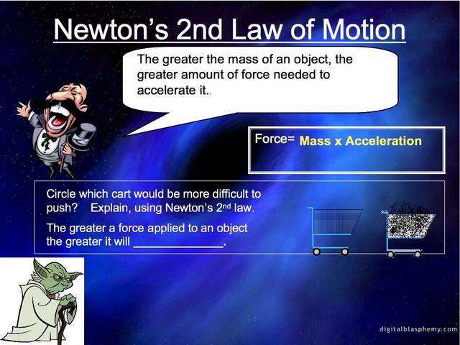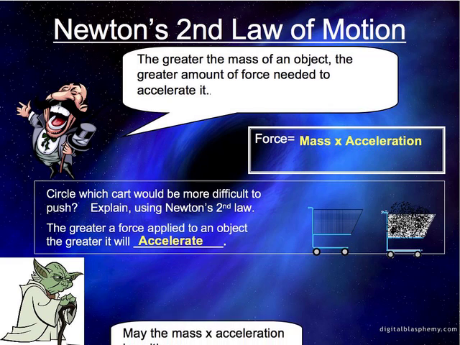So what we have with Newton's second law is a formula. Force equals mass times acceleration. Obviously, if we have two carts, one filled with stuff and one not, the one that's filled up is going to take more force. And the more force you apply, the greater it's going to accelerate. If you push the cart harder, it's going to accelerate more quickly. If you don't push with as much force, it's going to accelerate more slowly. All right.